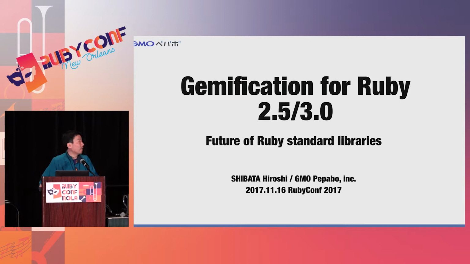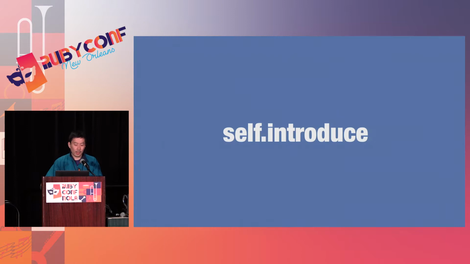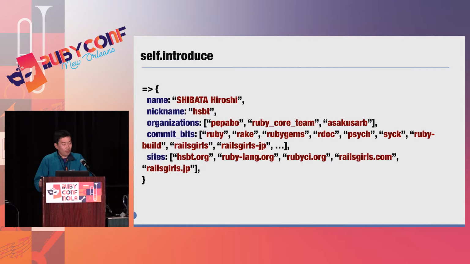So, my introduction. I'm a core team member of the Ruby language. I maintain the standard libraries and the toolchains in Ruby. I also maintain the official site called RubyLang.org. This site is built with Heroku, AWS, Fastly, and other compute and network resources, and I operate all of it. I also maintain Rake, RubyGems, RDoc, Psych, and other things.